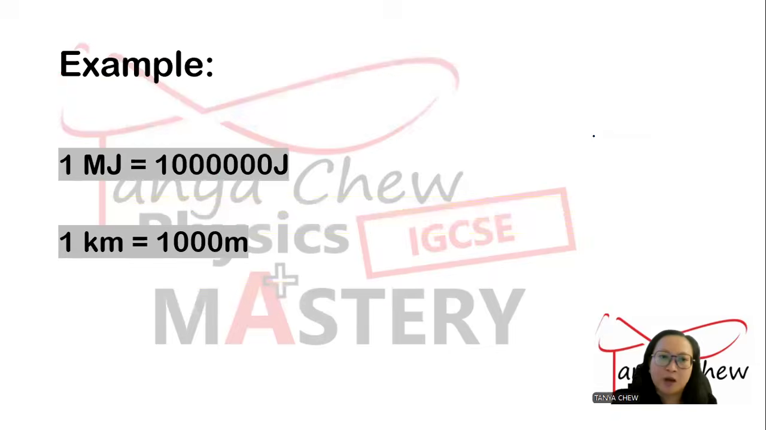Let me give you some examples of the prefixes. 1 mega: mega means 10 to the power of 6, 1 times 10 to the power of 6. So it consists of 6 zeros: 1, 2, 3, 4, 5, 6 zeros. If you're going to convert to joules, 1 kilometer is equal to 1,000 meters. So you have to memorize the basic unit conversions correctly.